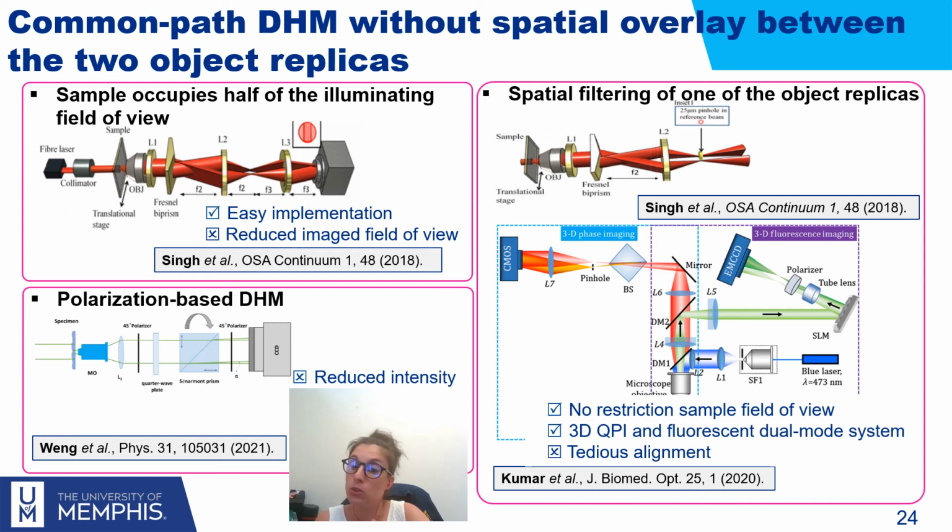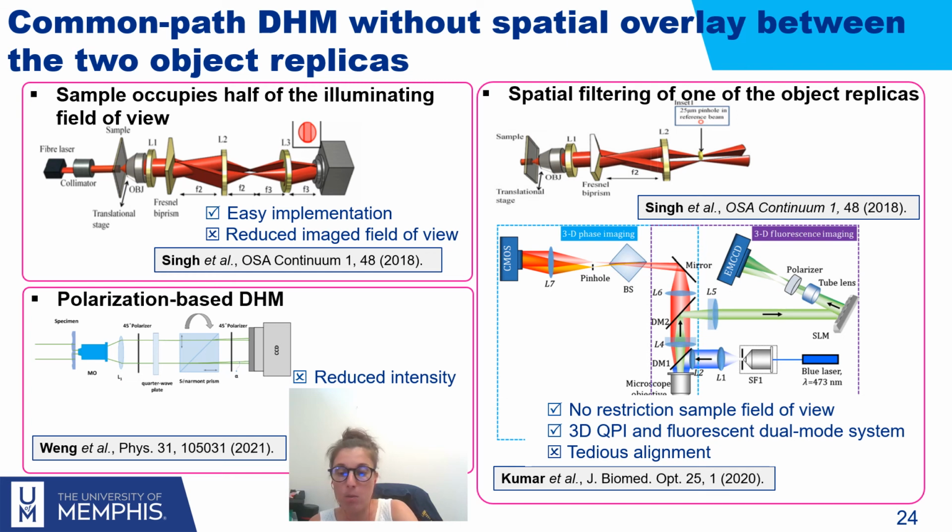And you can introduce another lens to create the image in a conjugated plane. That technique has been used with the Fresnel biprism and also with a tilted beam splitter. The tilted beam splitter was a dual mode, quantitative phase imaging plus a fluorescent microscope. That's a really good technique. One of the main constraints is the alignment, so the position of the pinhole needs to be a particular position.